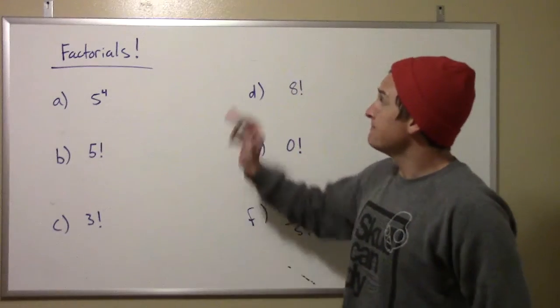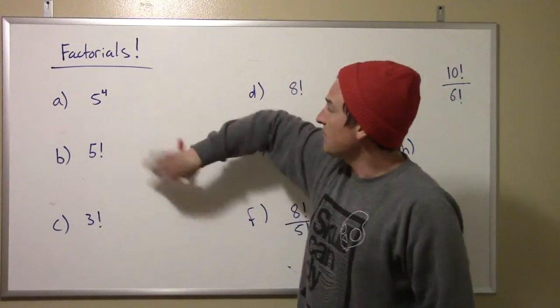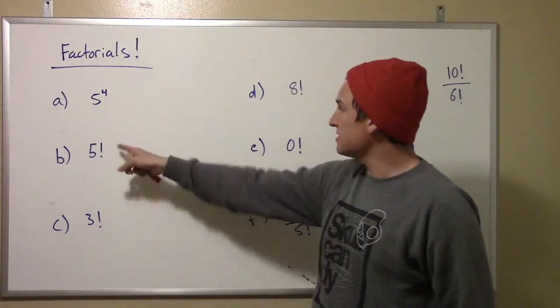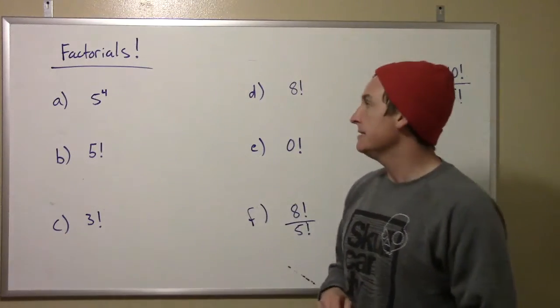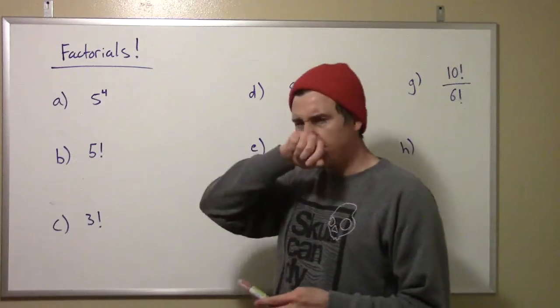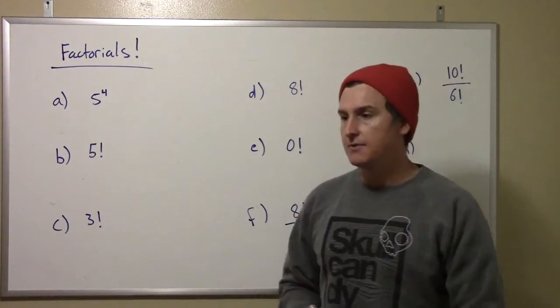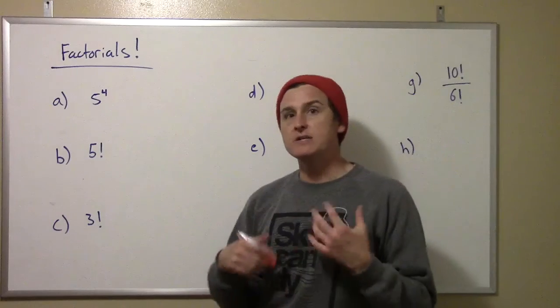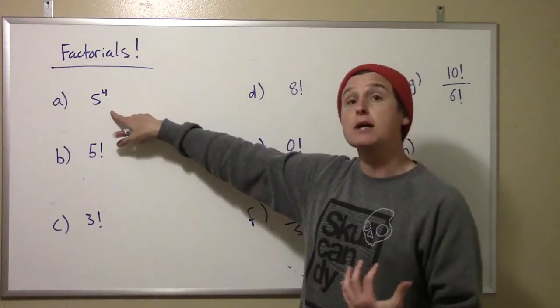So factorial, these are all factorials, and you'll notice there's a lot of these exclamation points. Let's start off with something that we know. So this is 5 to the 4th. Now this is not a factorial. The reason why I put this on here is because this represents a product.